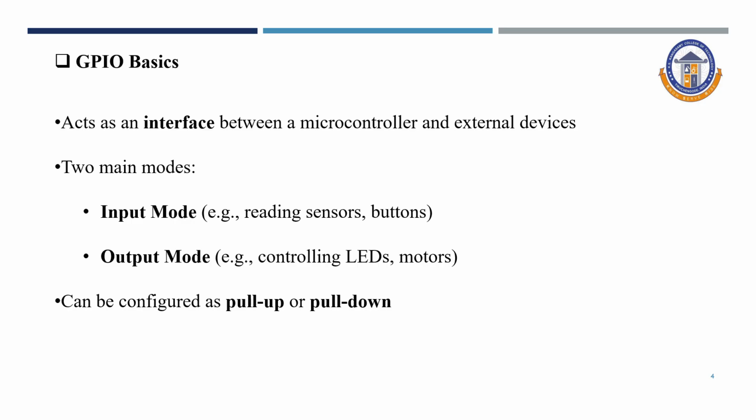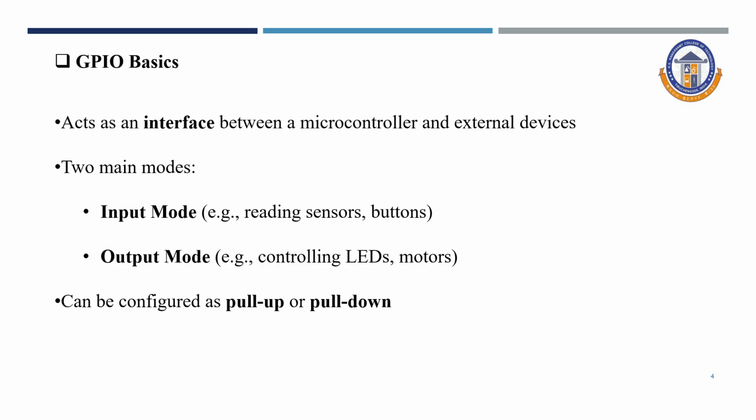Output mode is when, from the microcontroller, we give some information to the outside world, externally. So for example, controlling an LED, controlling a fan, or adjusting the AC temperature. At that time, I configure my microcontroller pin to act in output mode.